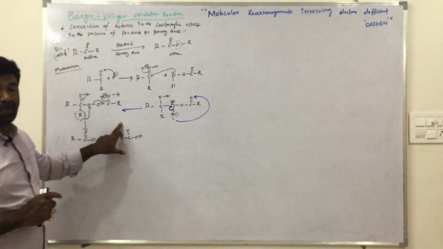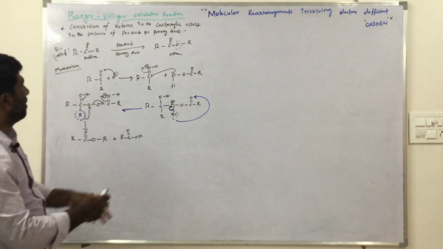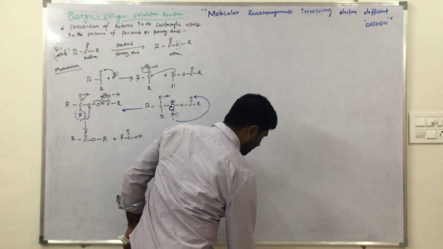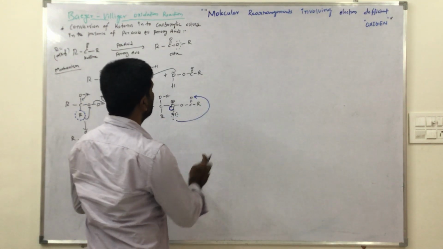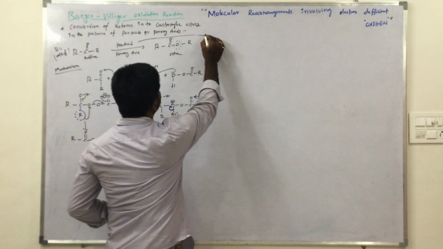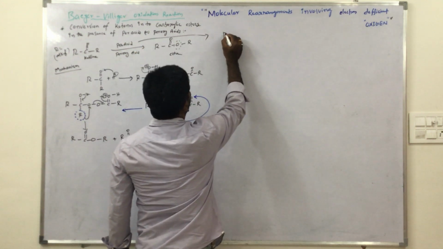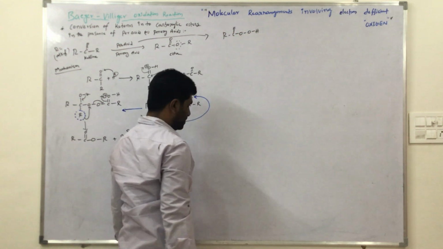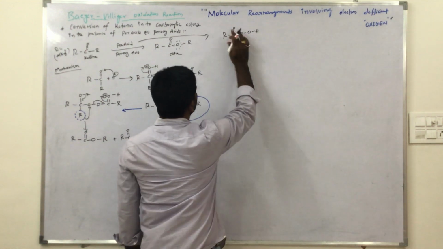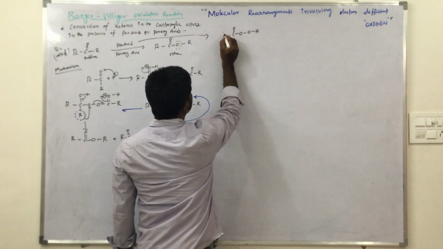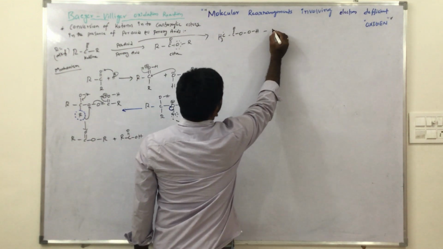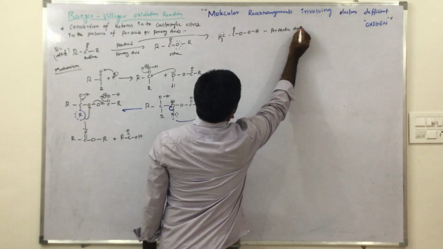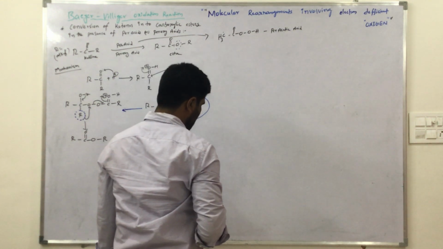Clear? Now very important, peracids. Which peracids are very important? These peracids are R, C double bond O, O, H. When R is replaced by, for example, CH3, this is called peracetic acid.